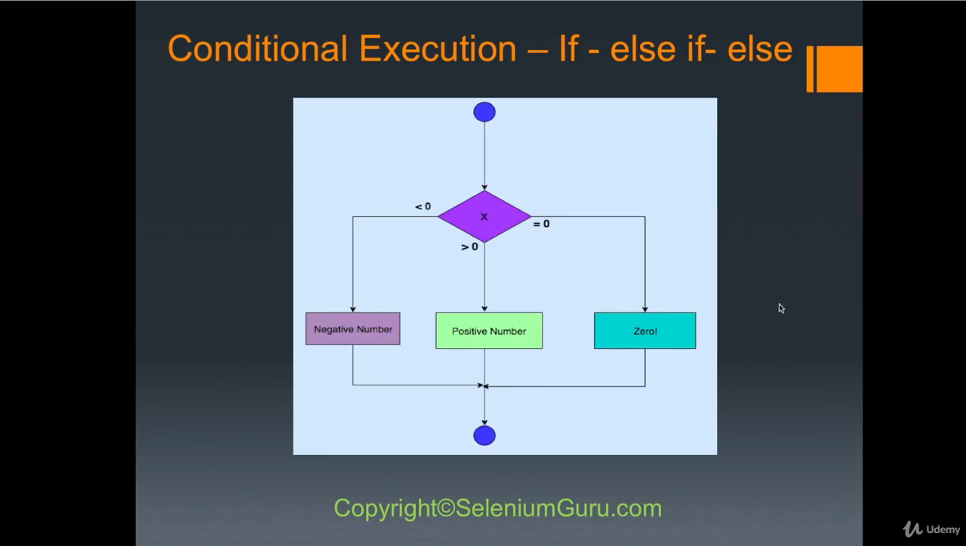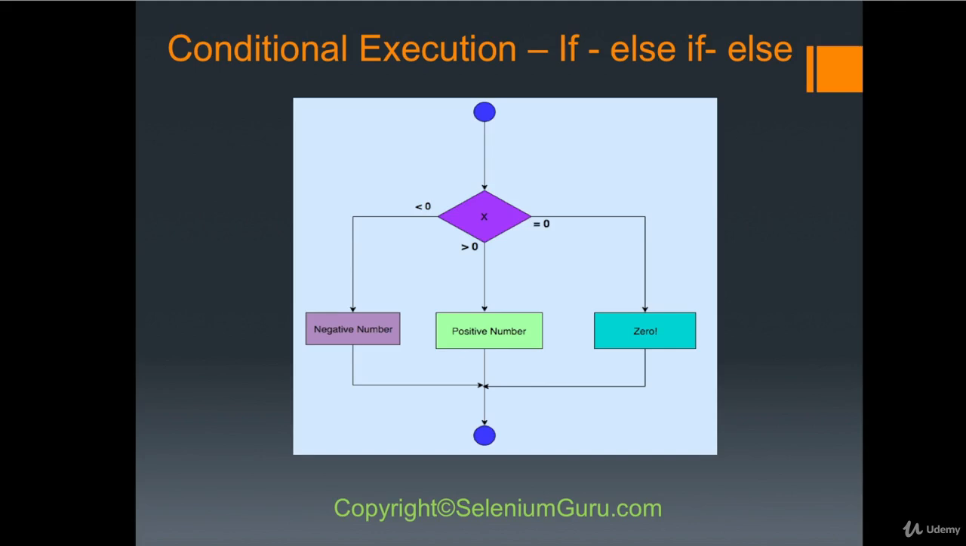Here, I've got a variable called x, which is an integer variable. This is a number. The condition is that if x equals 0, I'm going to print 0. If x is less than 0, it's going to print out it's a negative number, because if x is less than 0, that's a negative number, right? And if x is greater than 0, that means it's a positive number, right? So this is your condition here.